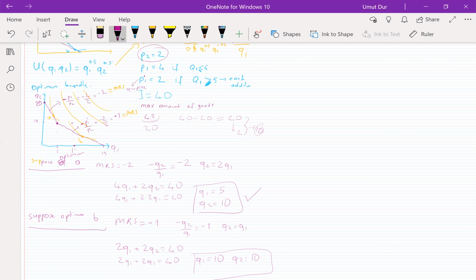We found Q1 as 10, and Q2 as 10 as well. So which means that this cannot be an equilibrium. So our equilibrium is in fact just this one.